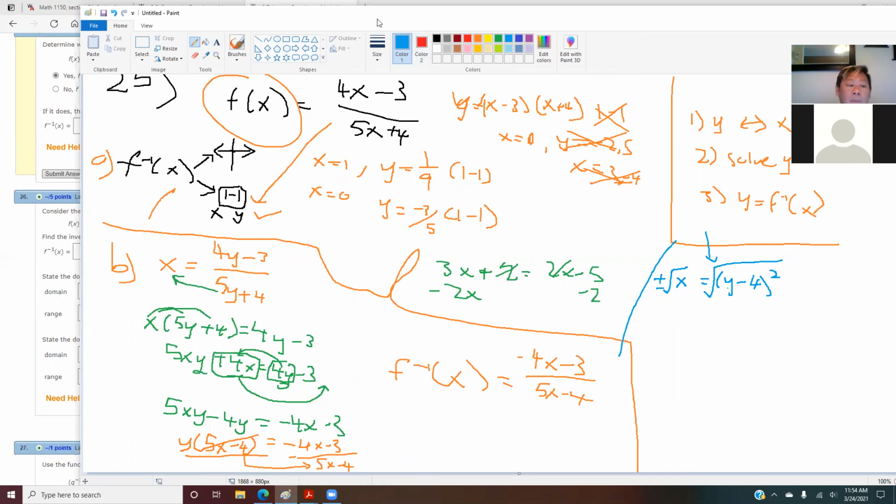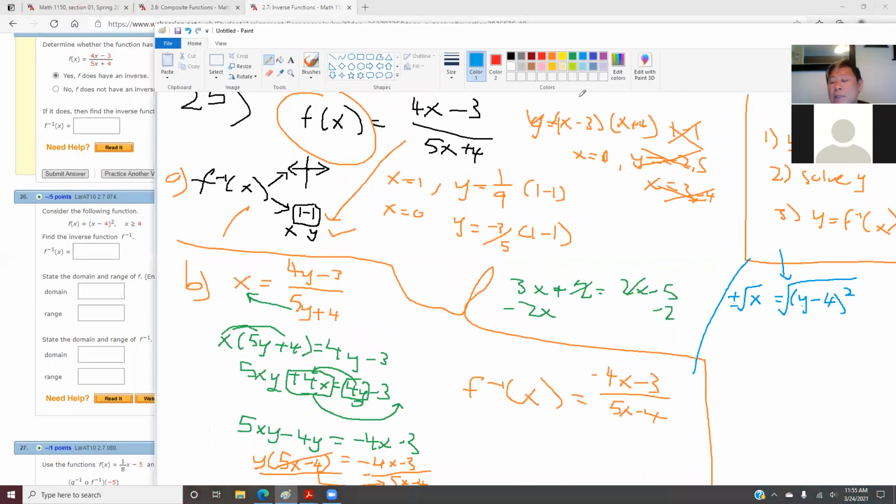So should we take the plus or the minus based on the domain restriction given to us? Plus, because it's greater than positive 4. Yep, so it's greater than, so we take the plus. So this is a plus square root of x. The square and square will cancel, you get y minus 4.